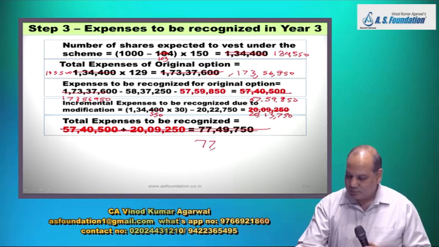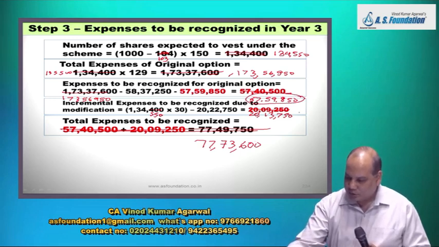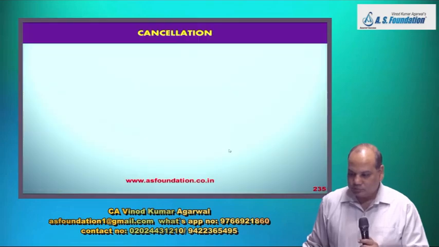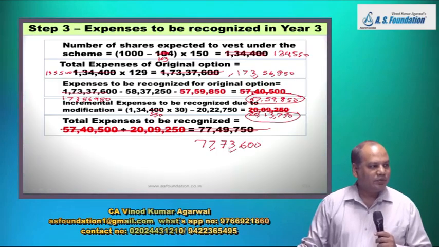77,73,600. You will add these two numbers: 57,59,850 and 20,13,750. That is 77,73,600. Okay, so now we will take a break.